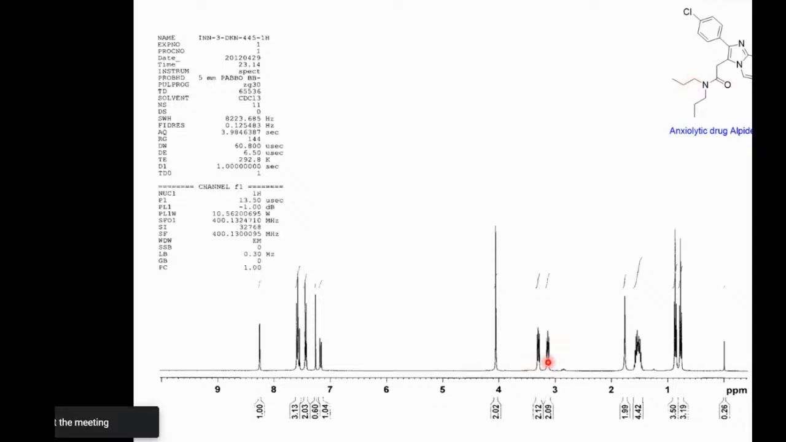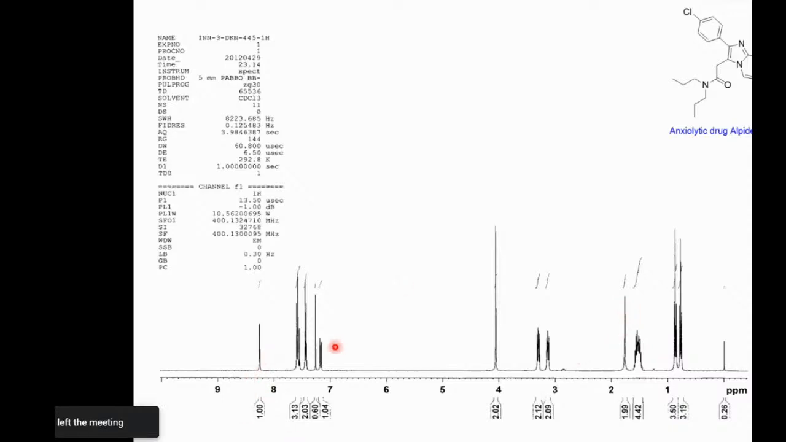And you see two triplets, again well-separated, because one methylene is on the same side of the carbonyl and the other is on the other side, because of the partial double bond character. This signal is not for this methylene. This is water in CDCl3. This methylene is here, around 4.1, because it is flanked by a carbonyl group and also an aromatic system. Therefore, it is highly deshielded. The water signal should be ignored.